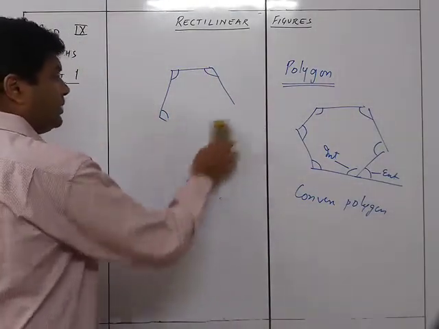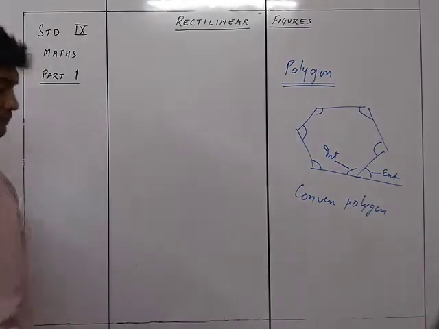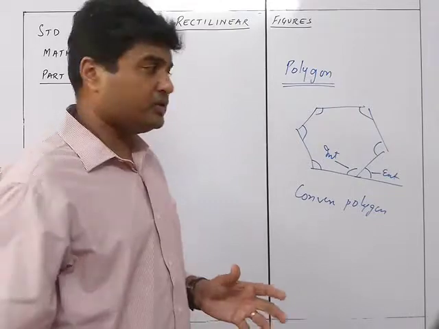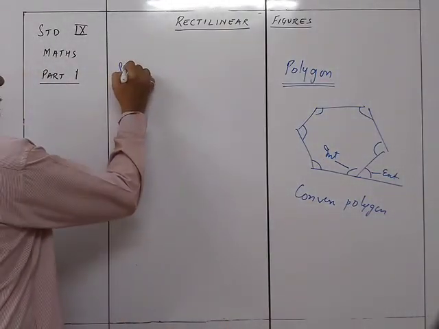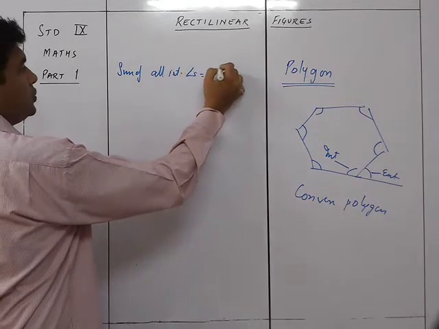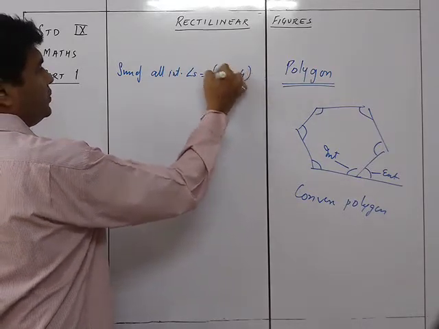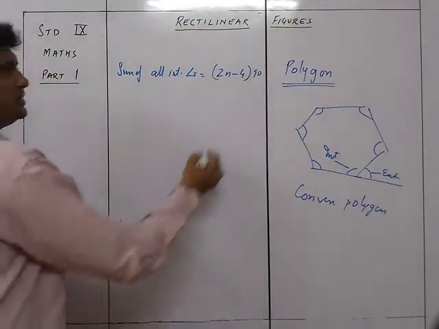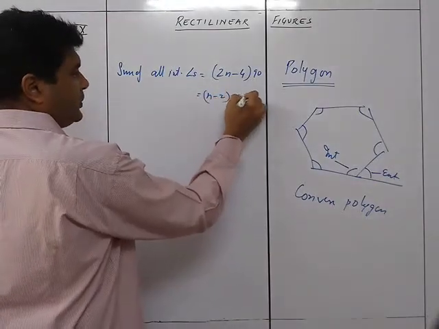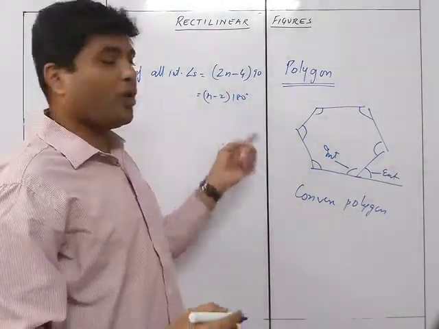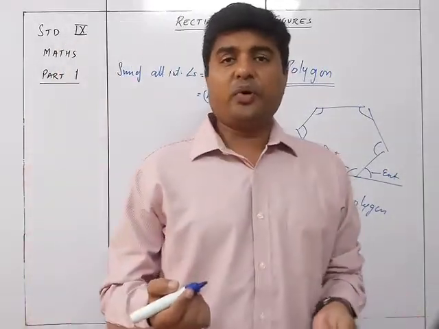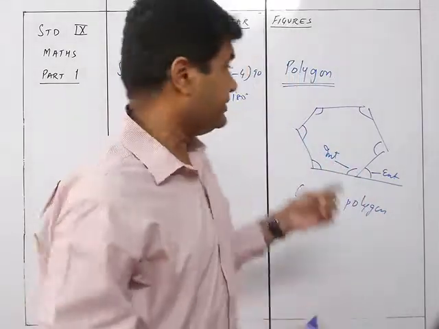Now the next thing that is important here: you can also remember one more thing, which is not given in the textbook right now. The sum of all interior angles is equal to (2n minus 4) into 90. You can always make it (n minus 2) into 180. It's one and the same thing. This is the formula for finding the sum of the angles of any polygon. If you want to find the sum of all the interior angles of a polygon, it is this way.